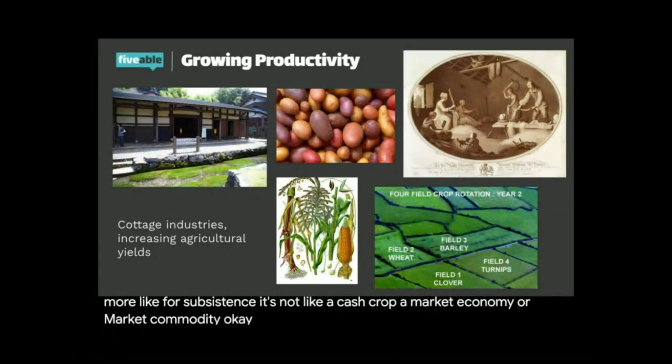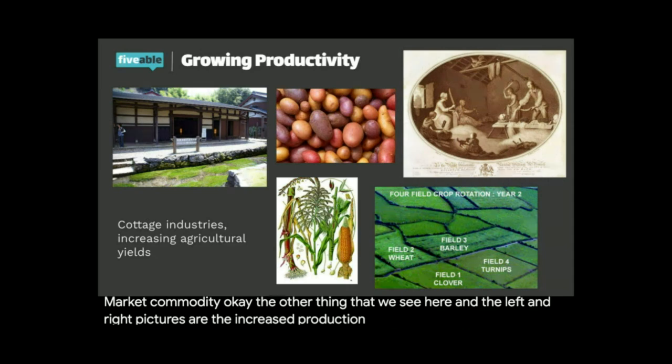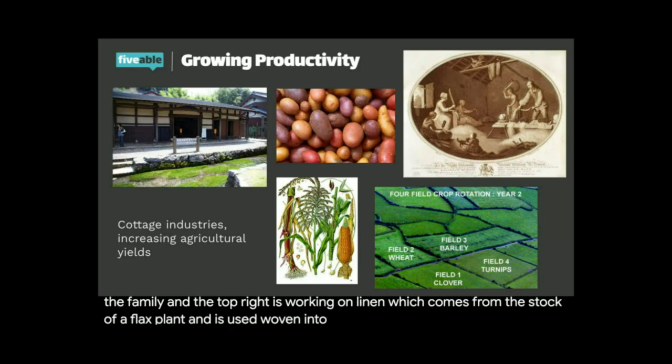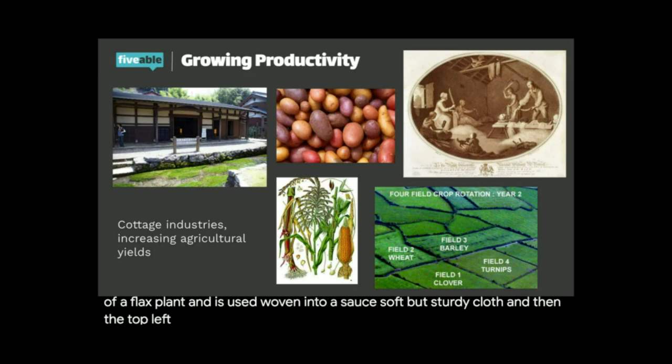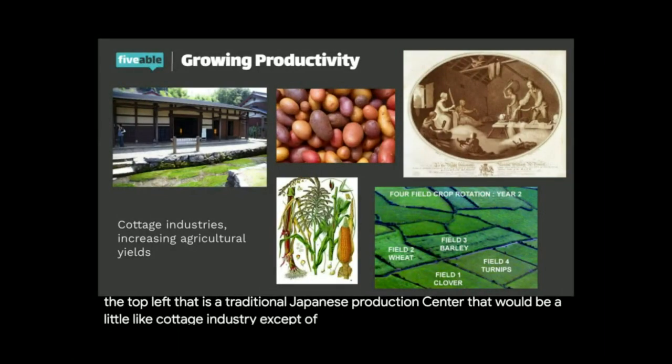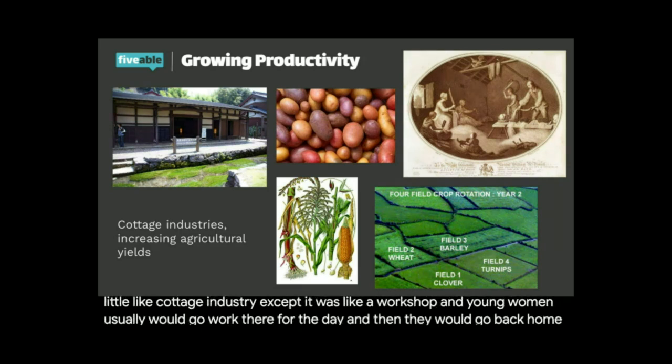The other thing that we see here in the left and right pictures is the increased production of traditional handmade goods. The family in the top right is making linen, which comes from the stalk of a flax plant and is woven into a soft but sturdy cloth. And the top left is a traditional Japanese production center that would be a little like cottage industry, except it was a workshop, and young women usually would go work there for the day, and then go back home.